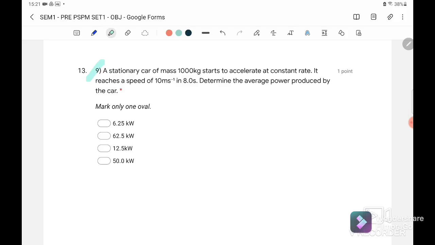A stationary car, initially u is 0, with a mass of 1000 kg, starts to accelerate at a constant rate. It reaches the speed of 10 meters per second in 8 seconds. Determine the average power produced by the car. Okay, so power is equal to work done over dt. Or we can write work done as the change of kinetic energy over change of t.